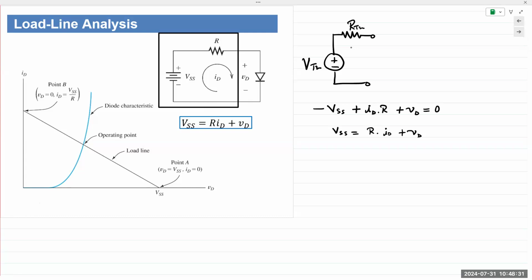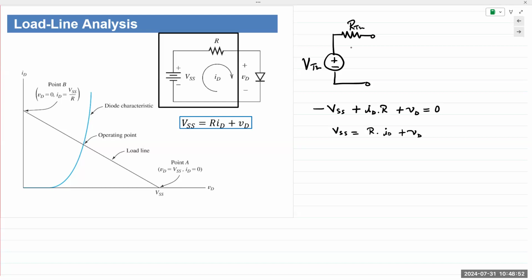This is a very important concept in electrical engineering. An EE student uses this throughout their entire career as an electrical engineer. Load line analysis, we're going to use it for diodes, Zener diodes, transistors, pretty much any circuit that we will look at.